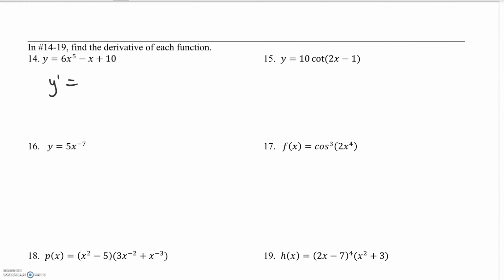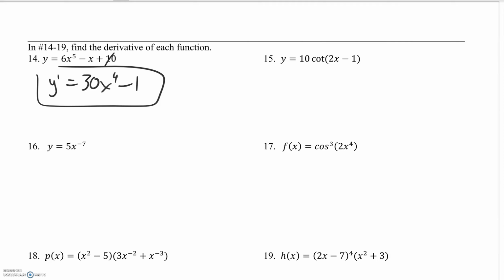So we'll go y prime. That'll be a 30x to the 4th minus the 1. The constant goes away. And we are done with the first one. Next one, number 15. This is not a product. This is cotangent of the 2x minus 1.